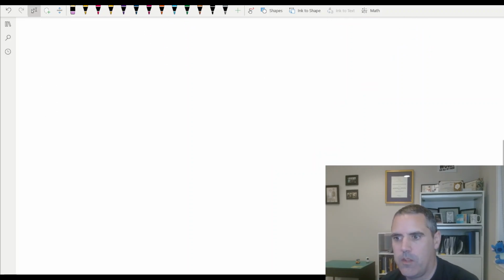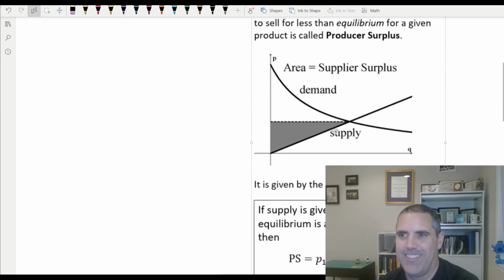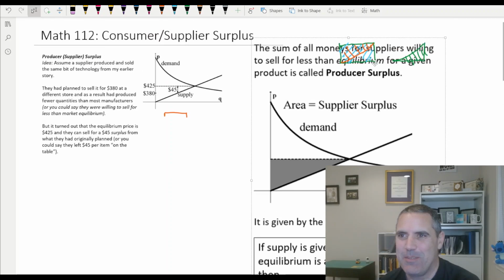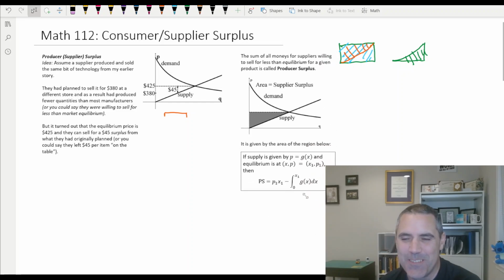Okay, here's my notes on this. Just trying to keep everything in one spot. It's a poorly planned thing. I won't do that in lecture.